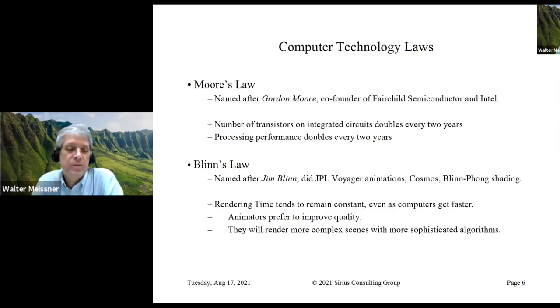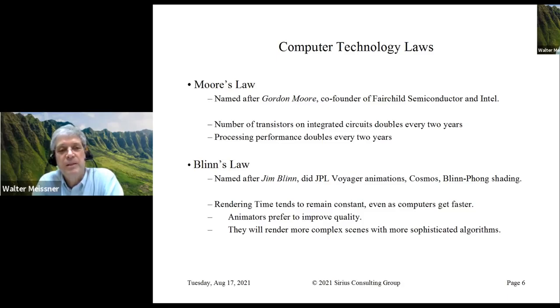One thing that's interesting about the array processor I worked on in the 1980s is that 10 years later, you could get that on a graphics card on a CPU with a faster clock speed, and it could do pretty nearly everything that huge machine could do. Then there's the other one called Blinn's Law.